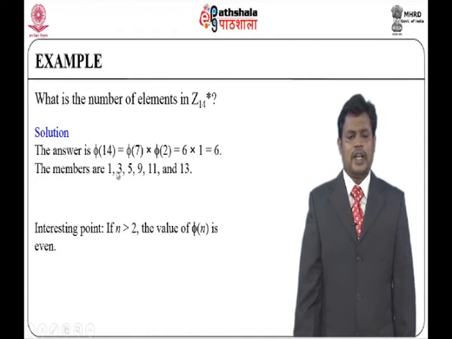The purpose of the Euler totient function is to give the number of elements which are relatively prime to the particular group of 14. With the help of the Euler totient function we got 6, and the elements are 1, 3, 5, 9, 11 and 13. The interesting point is that if n is greater than 2, the value of phi of n is always even.